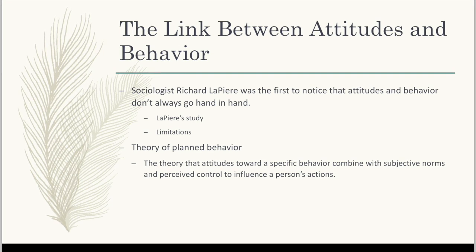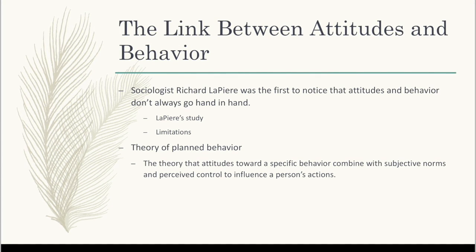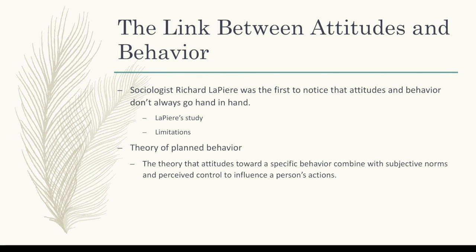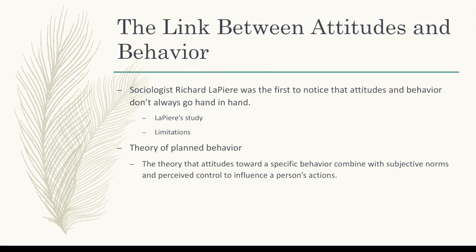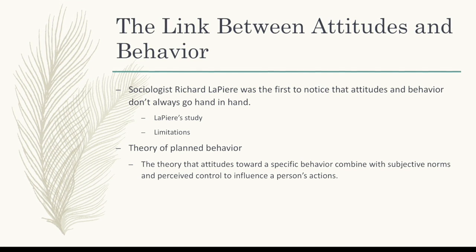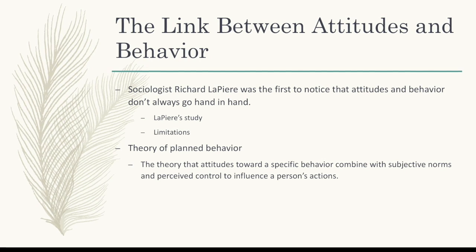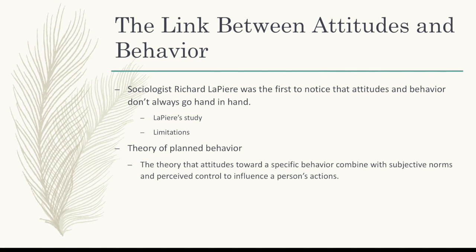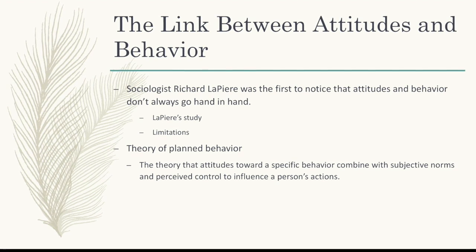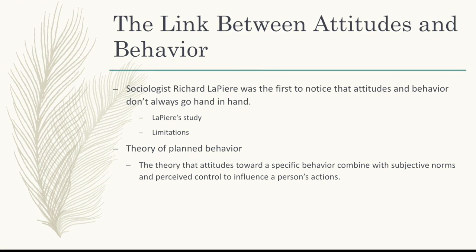LaPiere's study was seriously flawed. It included some limitations that were questionable. For example, one of the limitations was that he measured attitudes several months after his trip. During this time, the attitudes may have changed. He also did not know whether those who responded to the letter were the same people who had greeted the couple in person.